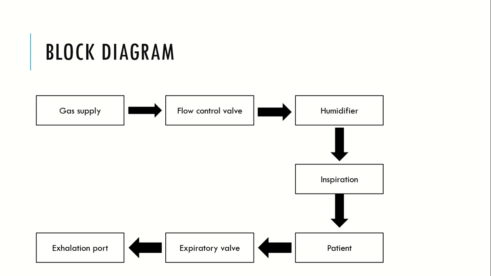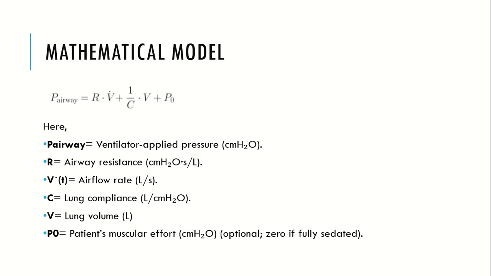So this is a block diagram that shows the process of working of the ventilator. So here is the mathematical model for the ventilator, where P is the airway ventilator applied pressure, R is the airway resistance, V-dot is the airflow rate, C is the lung compliance, V is the lung volume, and P0 is the patient muscular effort. It can be 0 if the patient is sedated, so it will become 0.